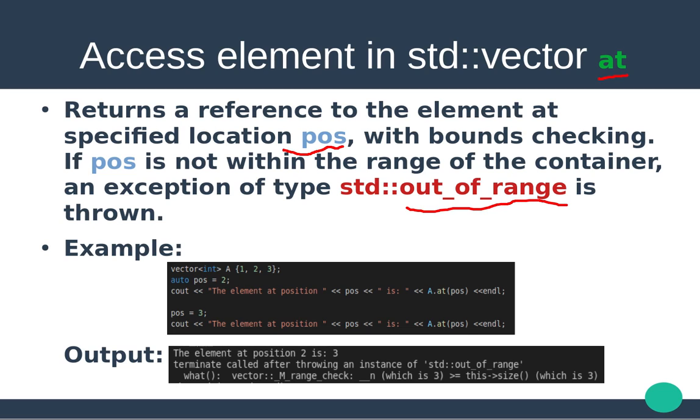Example, this is the vector A that contains 3 elements. In this case, I want to print or access the element at position 2. This is position 0, this is position 1, and this is position 2. So it will return 3. Here I want to access an element at position 3, but position 3 does not exist, so an error of type out of range will be thrown.